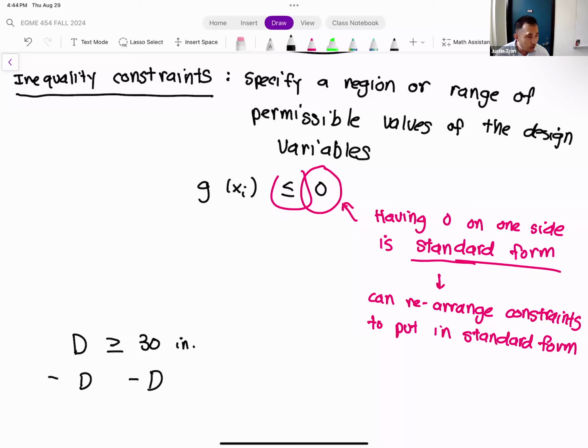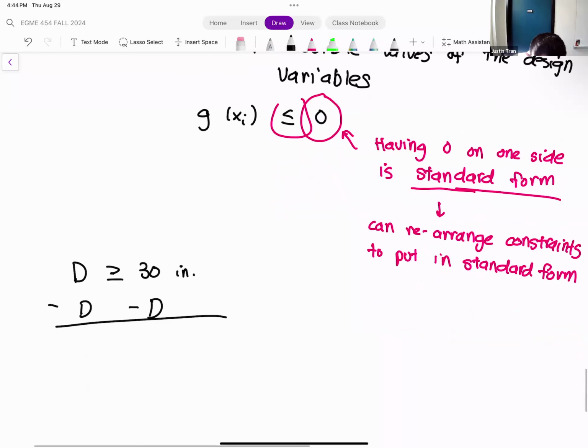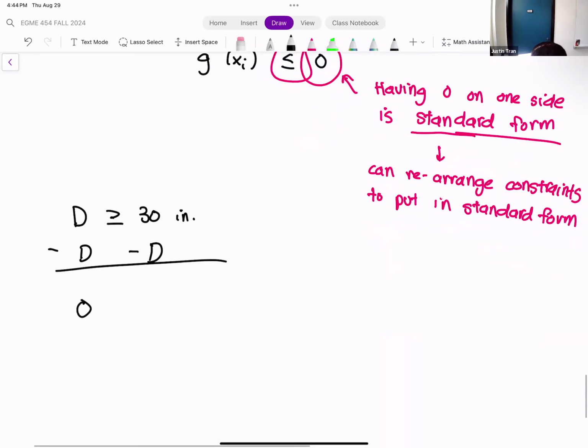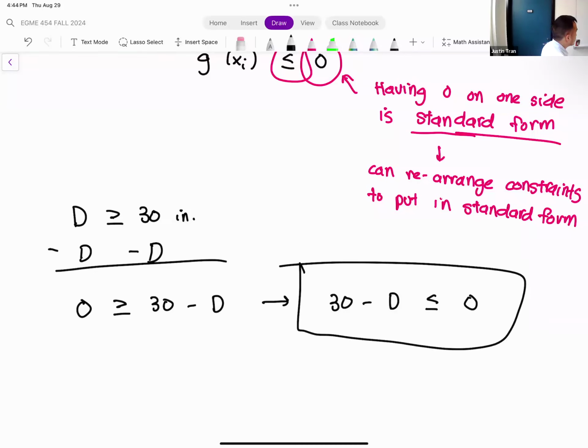Okay. So standard form would be to subtract D from both sides. Remember, an inequality is still an equation, so you can perform basic algebra on it. And so if you do that, we have 0 on one side is greater than or equal to 30 minus D. And of course, we can flip this around, swap their places. Let's say 30 minus D less than or equal to 0. So even though it looks really weird, this right here is the standard form of the constraint.